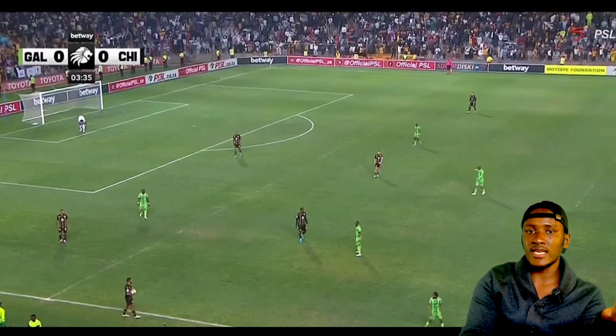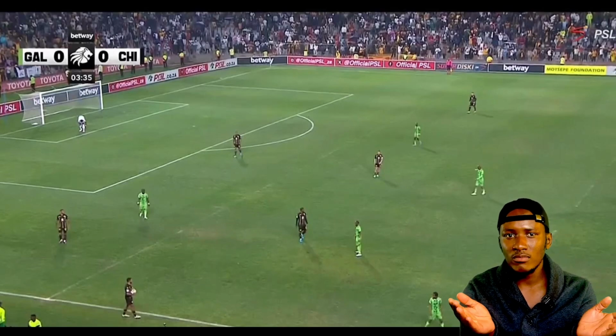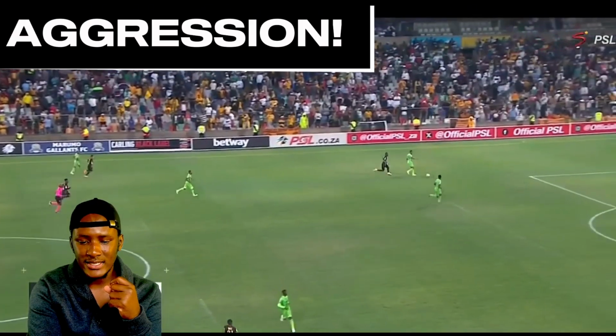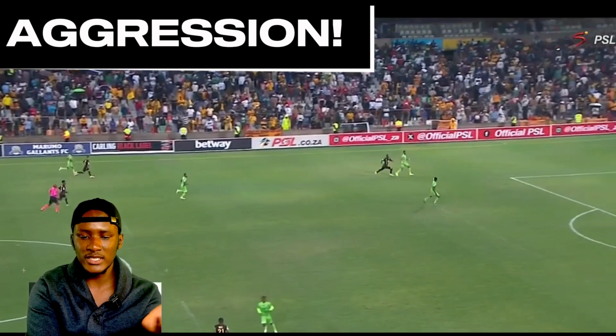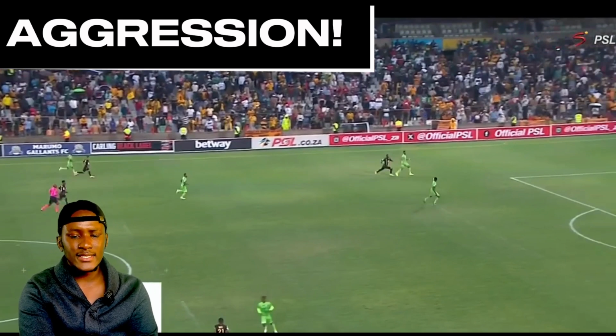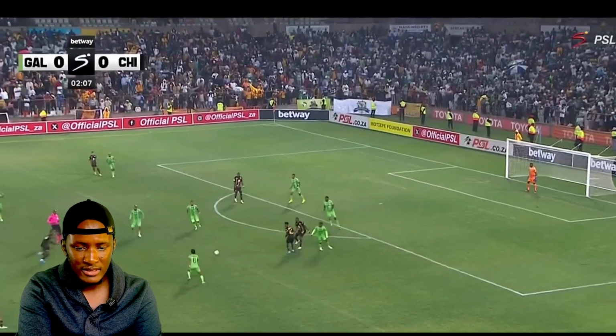saving this ball. So that is Kaizer Chiefs going forward, but we did not get our goals from how we set up going forward. We got our goals from how we're set up in defense. For starters, you will see that we were quite aggressive from the get-go. This is like within the first minute.